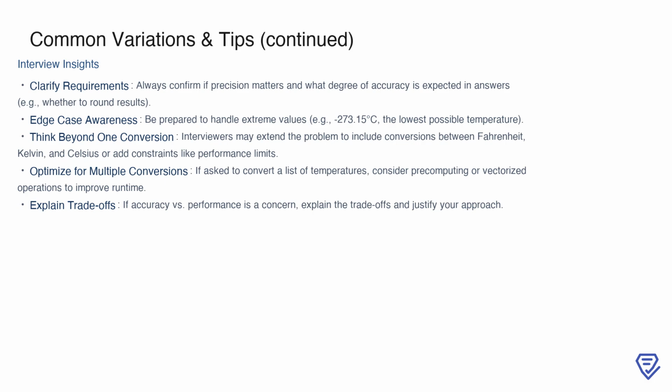Interviewers may also expand the problem to include conversions between Fahrenheit, Kelvin, and Celsius or introduce constraints like performance limits. If you're tasked with converting a list of temperatures, optimizing for multiple conversions becomes important. Techniques like pre-computing results or using vectorized operations can significantly improve runtime. Finally, if the discussion revolves around accuracy versus performance, take the opportunity to explain the trade-offs involved and justify your chosen approach. This demonstrates your ability to think critically and adapt to different scenarios.